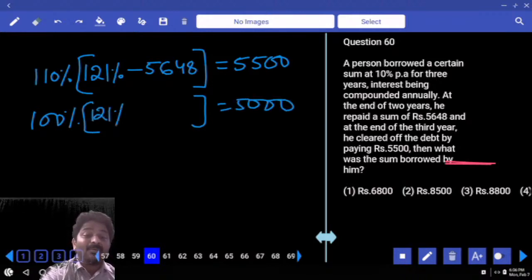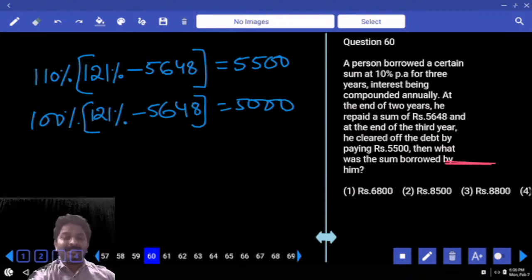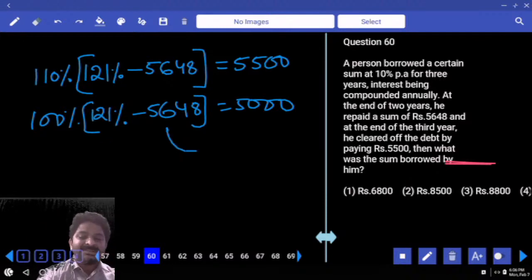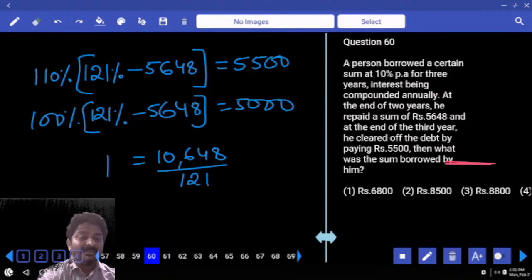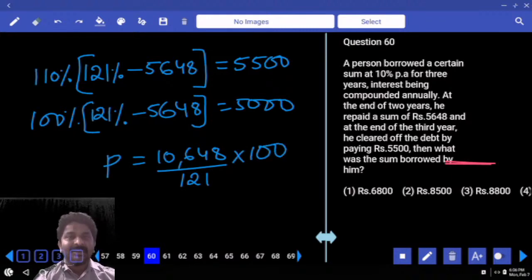100% of what? 121% minus 5648 and 100% are one and the same. That means this value is equal to 5000, and minus 5648 goes to the other side, then it becomes 10648. Correct? This is equal to what percentage? 121%. Then how do you get the 1% value? Divide by 121. We were asked to calculate the sum borrowed, which is the principal. Principal is 100%, so that is into 100.